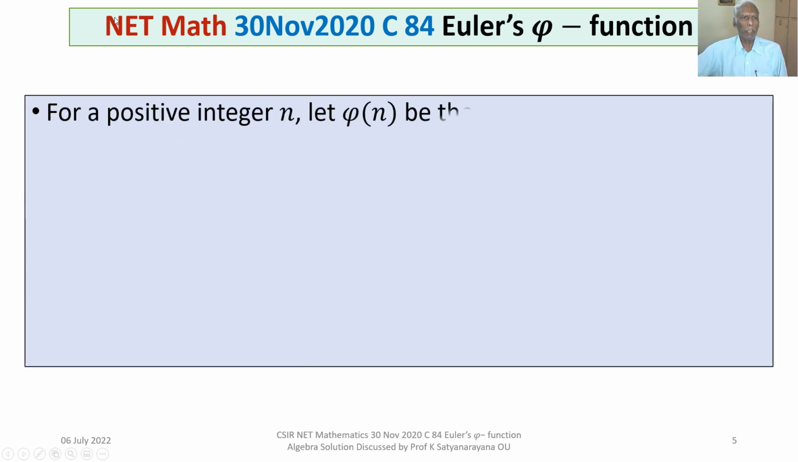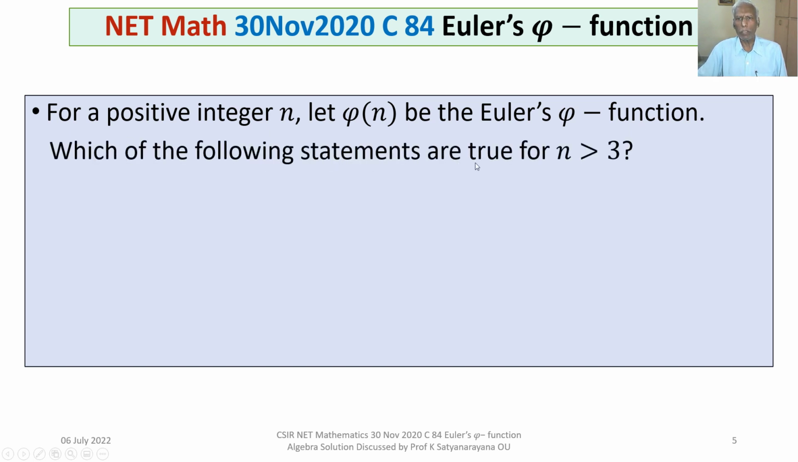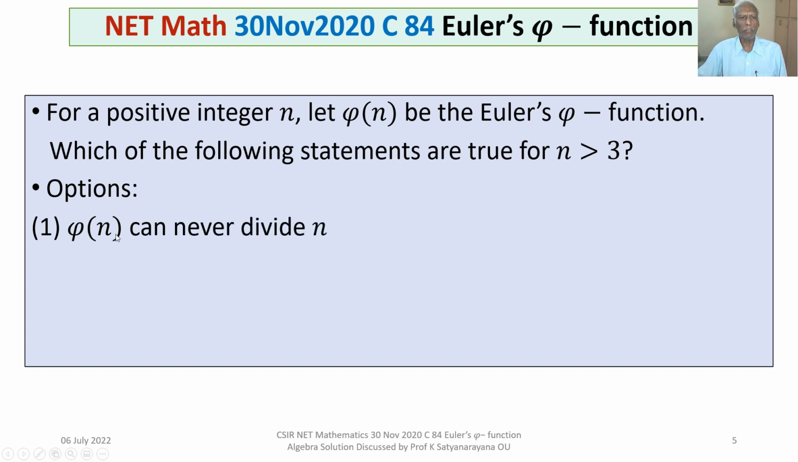The problem is, for a positive integer n, let phi of n be the Euler's phi function. Which of the following statements are true for n greater than 3? We are given 4 options. Option 1, phi of n can never divide n.